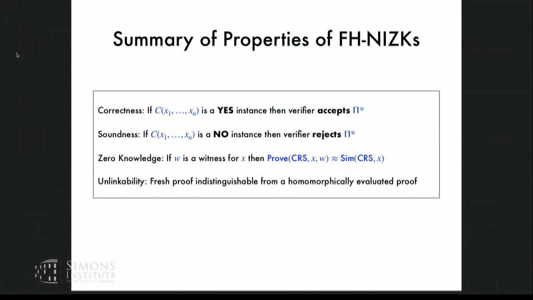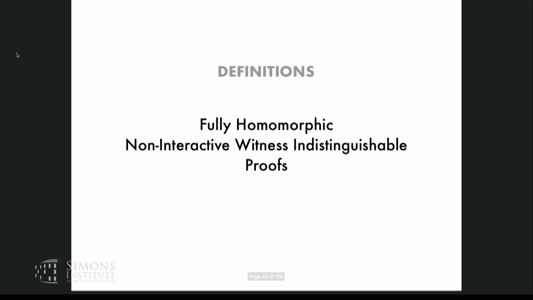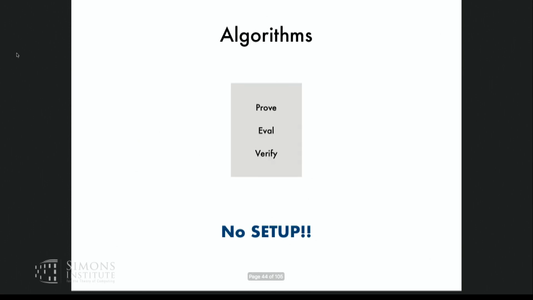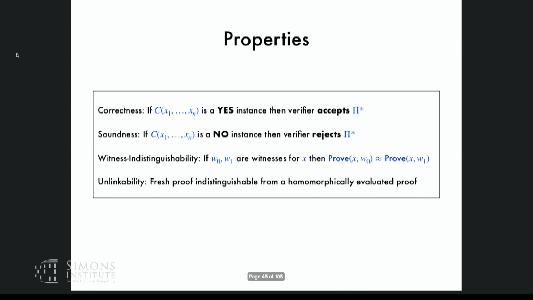Okay, so these are the properties we need: completeness, soundness, zero knowledge and unlinkability. So you need zero knowledge in addition to unlinkability for us to get privacy. Okay, so the definition of homomorphic NIWI proofs is identical, except that there won't be any setup. We just have the algorithms prove, eval, and verify. And in terms of completeness, soundness, and unlinkability definitions, it's the same as before.